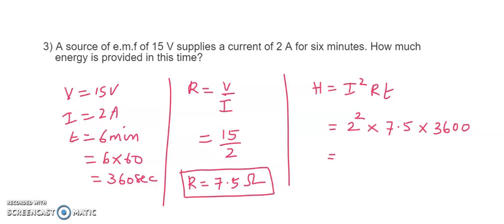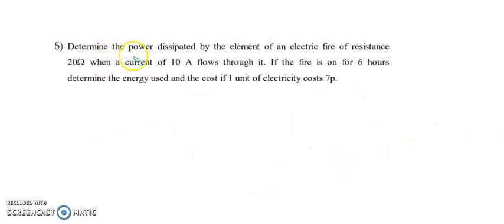So determine the power dissipated. So P has to be found. An electric fire has resistance of 20 ohms, current is 10 ampere. The second part of the question I'll come to in a minute. So first let's find the power. Voltage is given as 10. No, voltage is not given. I'm so sorry. Resistance is given as 20 ohms. Current is given as 10 ampere. So first let me find the power.